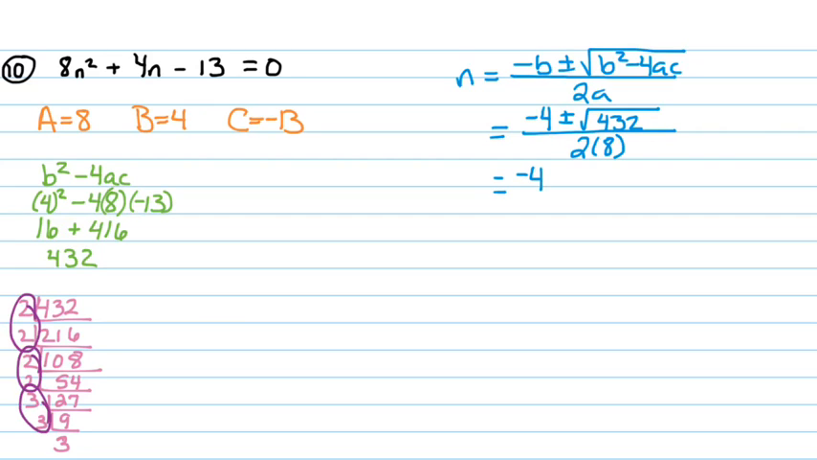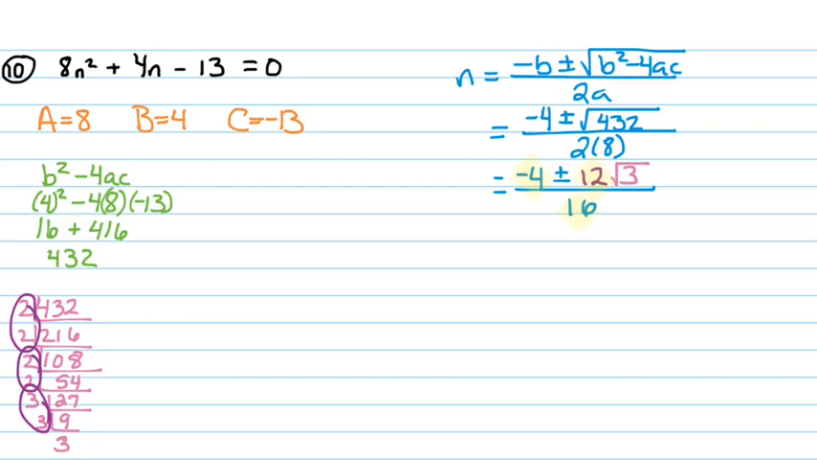So negative 4 plus or minus, and we found when we simplified it out, we had 2 times 2 times 3 that came out. So 2 times 2 is 4, times 3 is 12. And what was left behind was the square root of 3. All divided by 2 times 8 is 16. So looking at the numbers, let's see if I can simplify with those 3 locations.